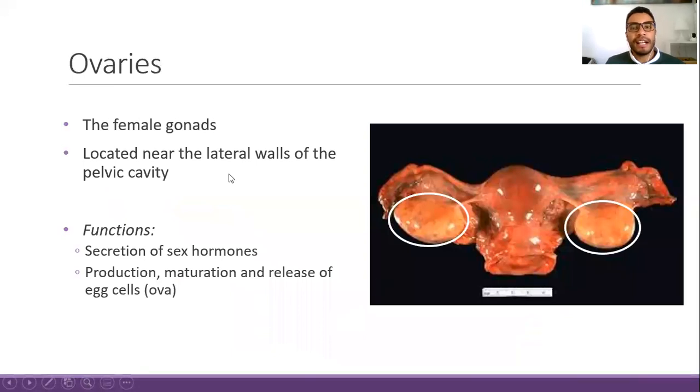The ovaries are considered the female gonads, okay, so they have the size and shape of almonds. They are located near the lateral walls of the pelvic cavity and next to the lateral walls of the uterus. And their main function is the secretion of sex hormones and the production, maturation and release of egg cells called ova.